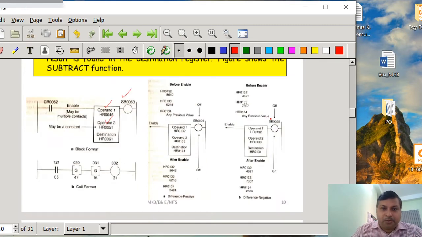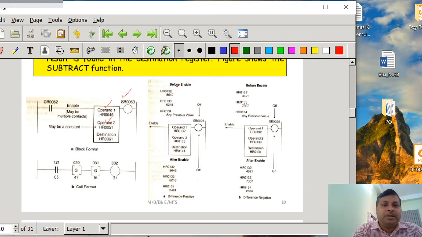Similarly, when you are going to subtract, suppose HR132 has a value of 8642, and HR133 has 6218, then HR134 may contain any previous value.